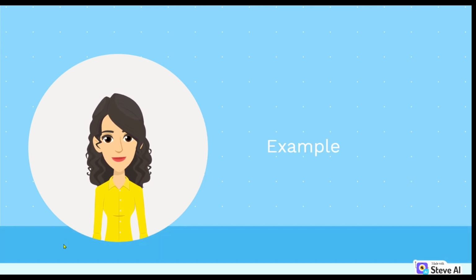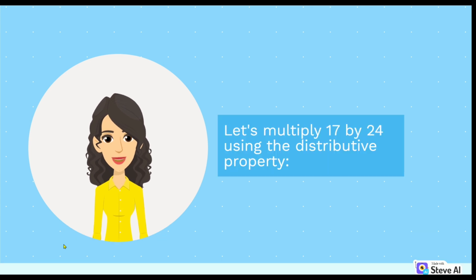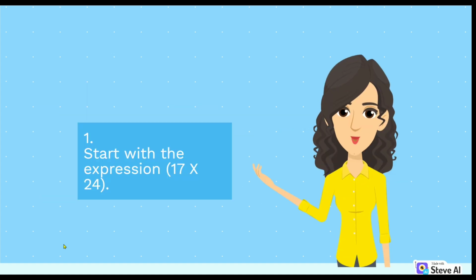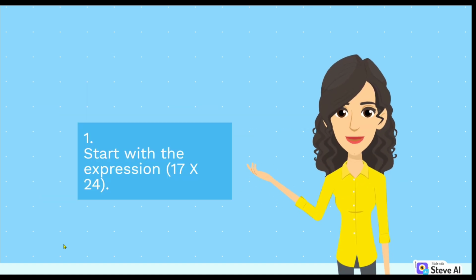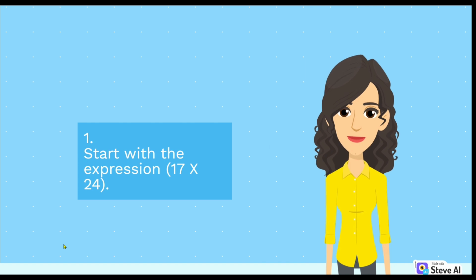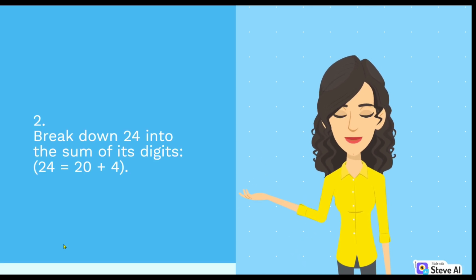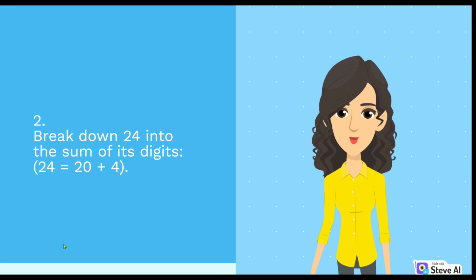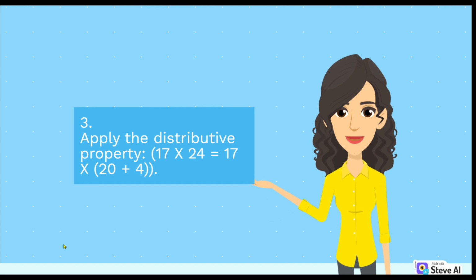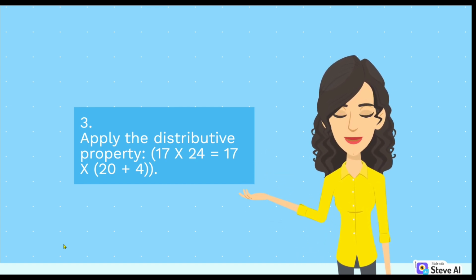Example. Let's multiply 17 by 24 using the distributive property. 1. Start with the expression 17 x 24. 2. Break down 24 into the sum of its digits. 24 equals 20 plus 4. 3. Apply the distributive property. 17 x 24 equals 17 x (20 plus 4).